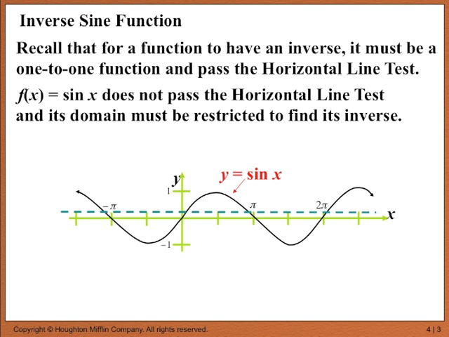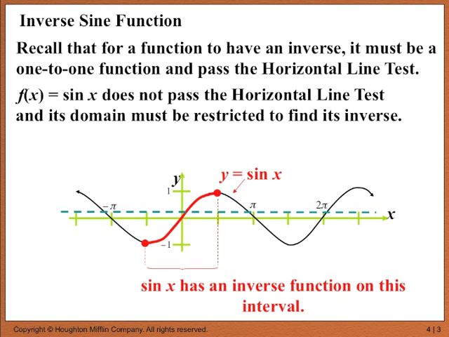Okay, so just as we did for y equals x squared, restricting its domain in order to make it invertible, we're going to do the same exact thing with the sine, cosine, and tangent functions. So, for the sine function, we restrict the domain to this red portion. From negative pi over 2 to pi over 2, we restrict the domain, and on that interval, the sine x function does have an inverse, because it's one-to-one and passes the horizontal line test.